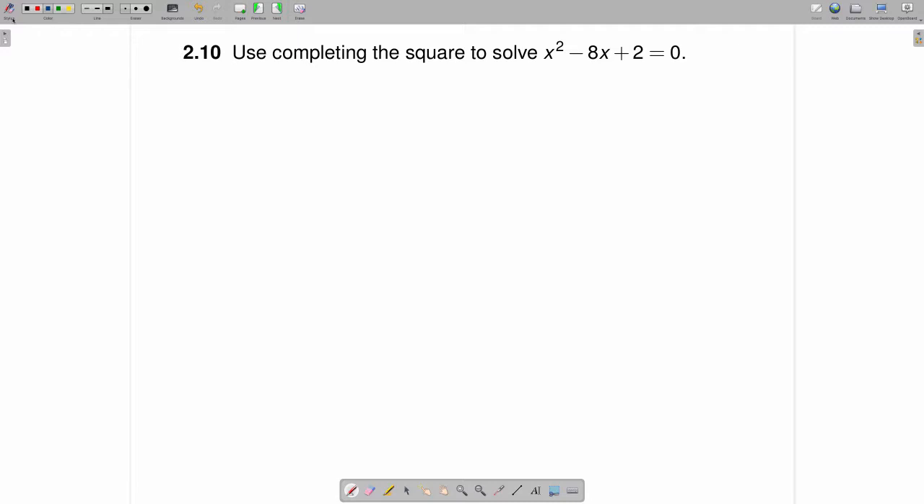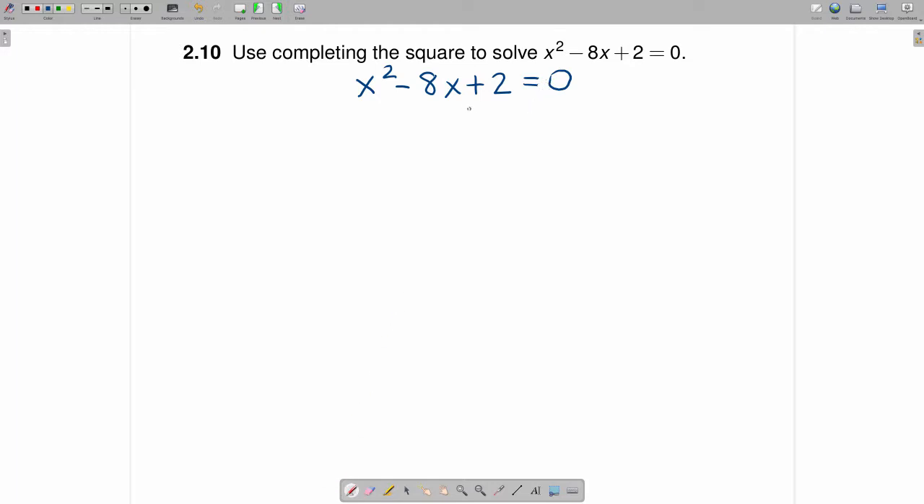The third way to solve a quadratic equation is to use the quadratic formula, and that'll be looked at in the next exercise. So let's start out with writing the problem. x squared minus 8x plus 2 is equal to 0. Here are the steps associated with solving an equation like this by completing the square.